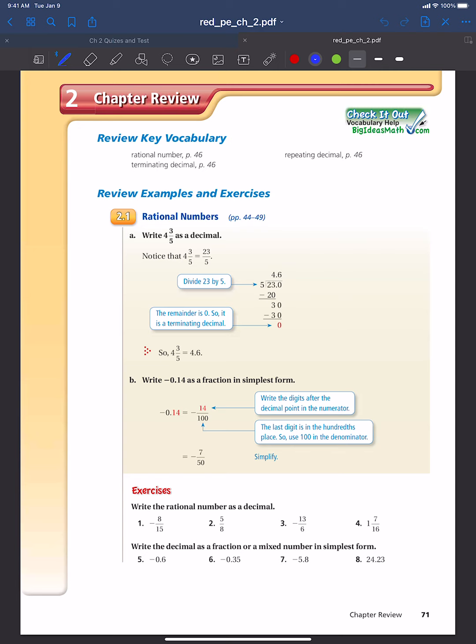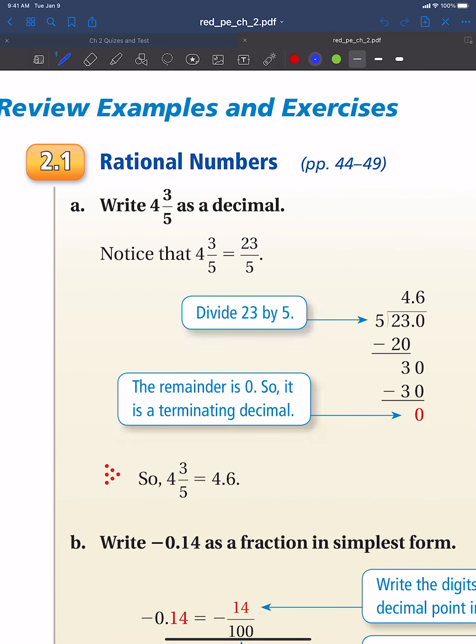For example, when we learned about multiplication and division, I wanted you to multiply with decimals, and I wanted you to multiply with fractions, and then I wanted you to divide with a decimal, and then I wanted you to divide with a fraction. So there'll be lots of examples for that section, okay? All right, 2.1, rational numbers.